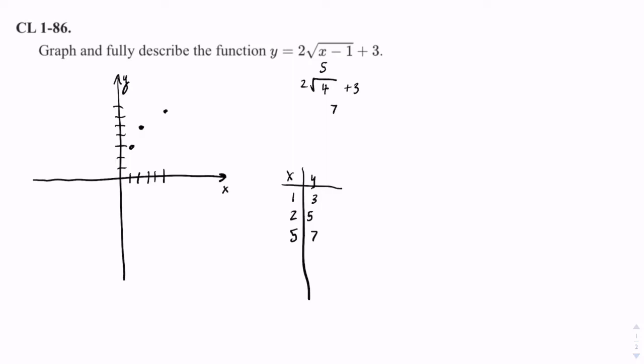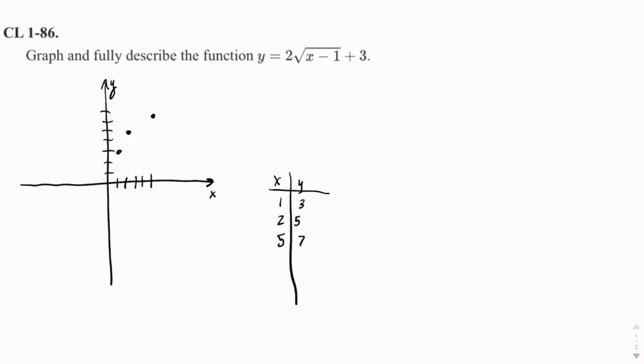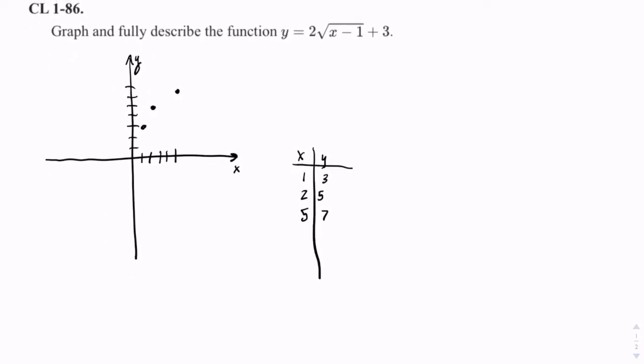Okay, so I get this. And I can start to see this, but let's go one more point. So the next value I can put in that I'll know the answer to is for the square root of 9. So I need to put a 10 in here for x, right? And I get 2 times the square root of 9 plus 3. Square root of 9 is 3. 3 times 2 is 6. 6 plus 3 is 9, right? So for 10, I get 9.